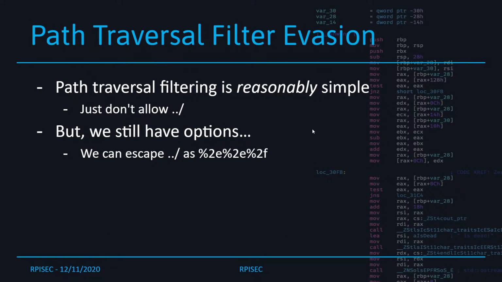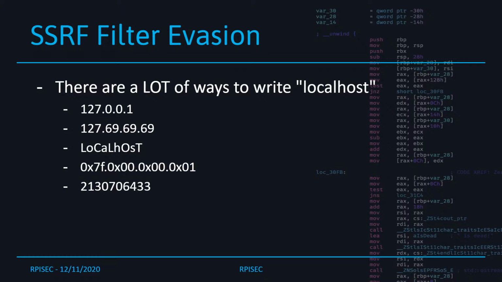So path traversal is reasonably simple to filter, actually. Just don't let people type this, the double dot slash. But we do have options. So, for example, we can escape dot dot slash with these URL encoded values, and the filter might see those, while the backend might see the decoded version, and suddenly we have once again that discontinuity. Once these two different systems see different things, they act differently. Bad stuff happens.